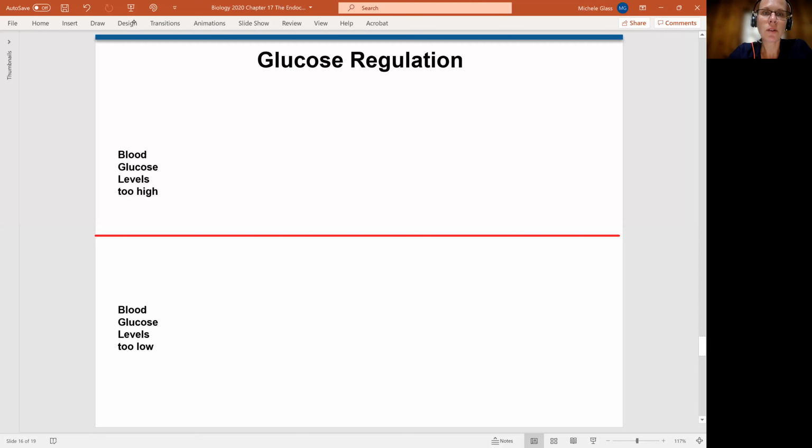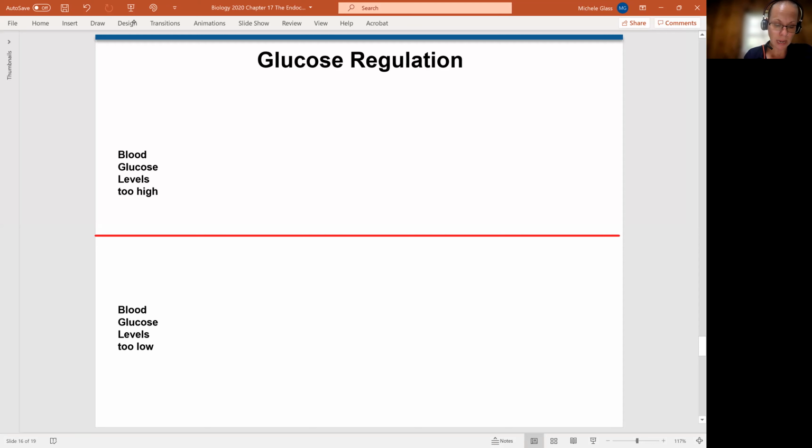Okay, so let's take a look at our homeostatic regulation of glucose. I have separated my page into a top and a bottom section, and I have at the top our blood glucose levels are too high, and at the bottom our blood glucose levels are too low. So this is going to be a negative feedback mechanism. Remember, you should think like a figure 8. When levels are too high, we're going to take action to bring them down. When levels are too low, we're going to take action to bring them back up.